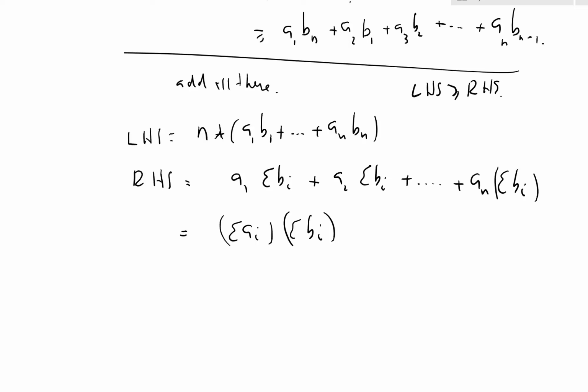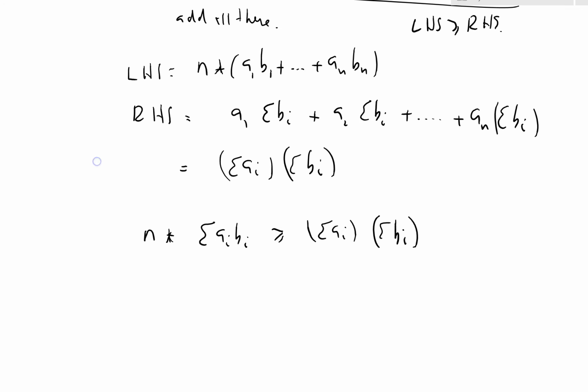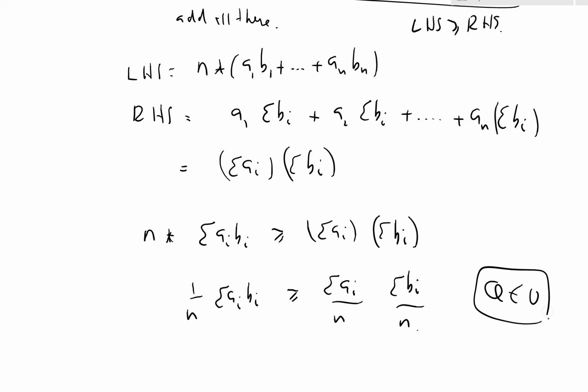Well, there it is. So it's basically saying that n times sigma aibi is greater than or equal to sigma ai times sigma bi, and then I can divide throughout by n squared, and 1 over n sigma aibi is greater than or equal to sigma ai over n times sigma bi over n, which was to be proved. Chebyshev's inequality.